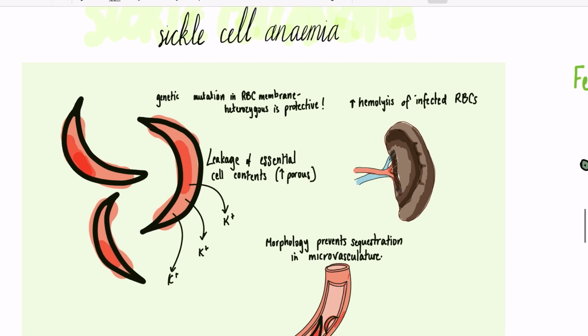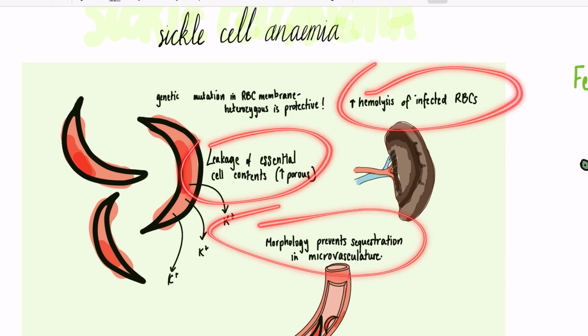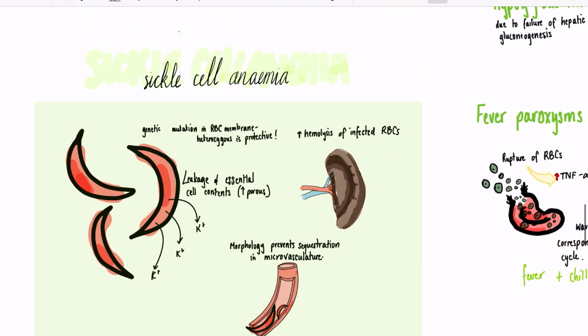So those are our 3 reasons why sickle cell anemia is protective against malaria. And interestingly, that's why a lot of people in countries where malaria is endemic exhibit this sickle cell trait, because they've literally evolved to be resistant to malaria.